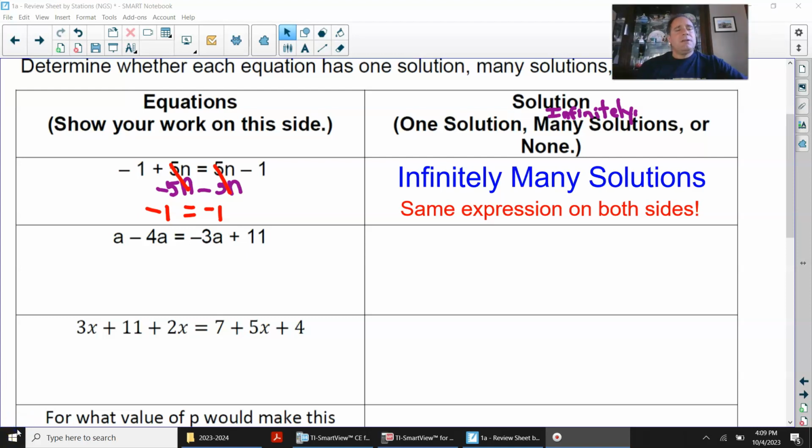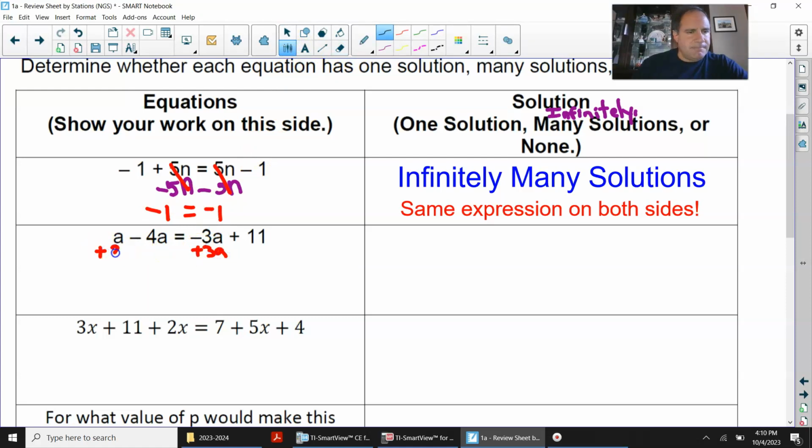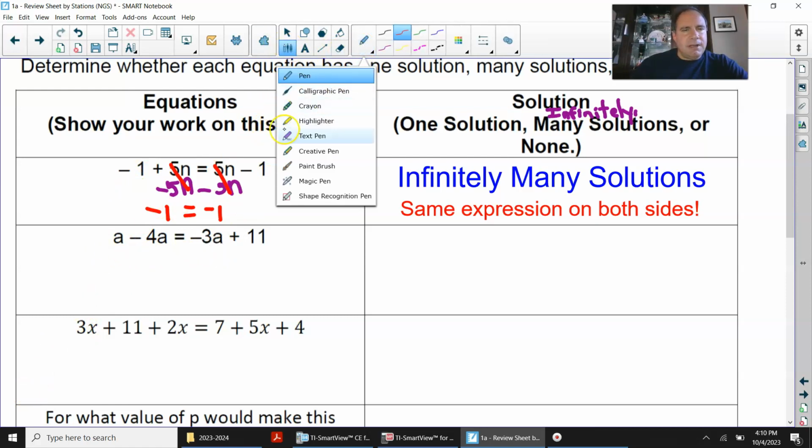So to start off here, well, I don't know what it's going to be, but I do know that I have to get the a's together. So I'm just going to add 3a on both sides. No, I'm not. Just realized not to do that. All right, so here we go.